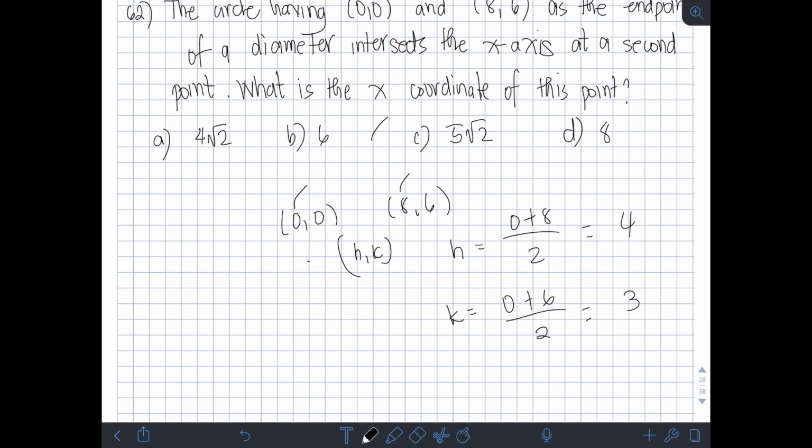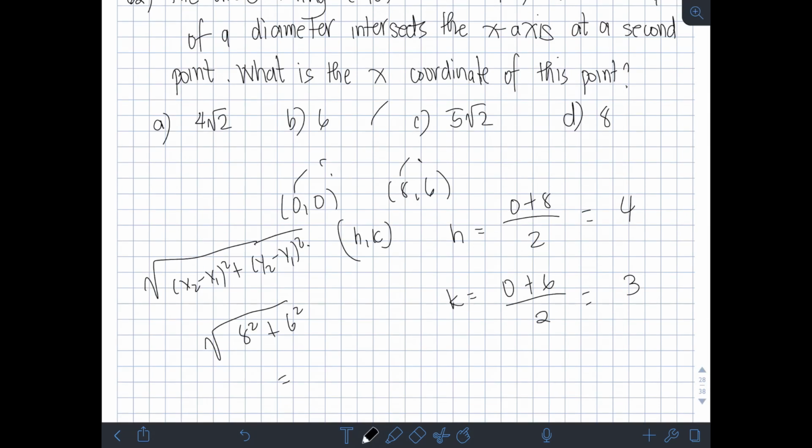Tapos, pwede rin nating makuha yung radius nitong circle kasi meron tayong dalawang point. Ano yung distance ng dalawang point na yon? Which also the diameter, right? Distance formula, which is x sub 2 minus x sub 1 quantity squared plus y sub 2 minus y sub 1 quantity squared. So, let's say yung point 2 natin yung 8, 6, saka yung point 1 natin yung 0, 0. So, parang 8 squared lang kasi minus 0 lang naman siya, diba? Plus 6 squared lang din kasi minus 0. So, we have the diameter equal to 10, right? So, ang radius value ng circle is yung diameter divide 2, which is 10. So, 5. So, R is 5.